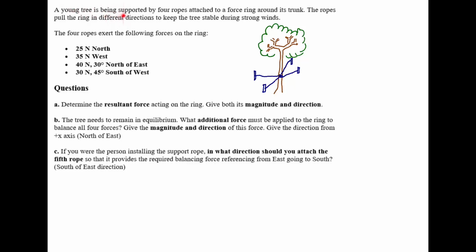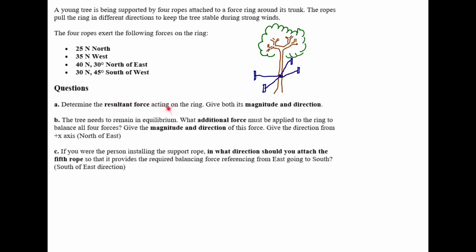A young tree is being supported by 4 ropes attached to a force ring around its trunk. So this is the figure. The ropes pull the ring in different directions to keep the tree stable during strong winds. The 4 ropes exert the following forces on the ring: 25 Newton north, 35 Newton west, 40 Newton 30 degree north of east, and 30 Newton 45 degrees south of west. And so we have here the 3 questions.